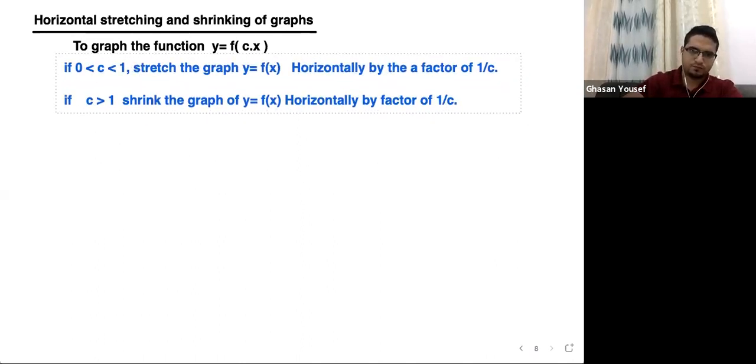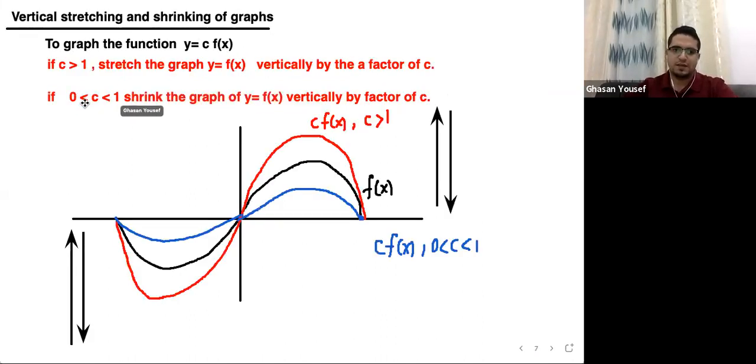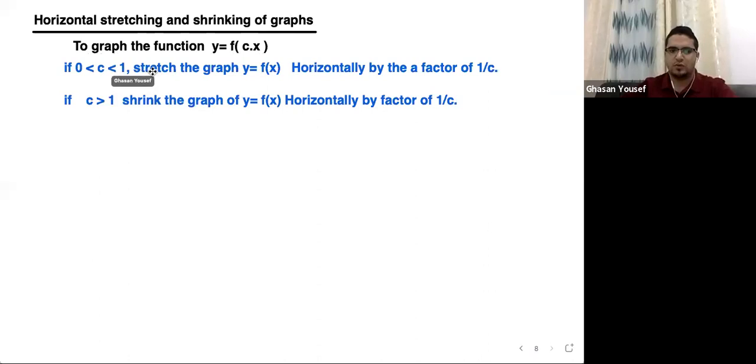Okay, let me explain this. Here is the difference. When c is between 0 and 1, like 1/2, for example, we're going to do stretching. But in the previous case, if c is between 0 and 1, we do shrinking vertically. Here, if c is between 0 and 1, we do stretching, the opposite of the previous one.